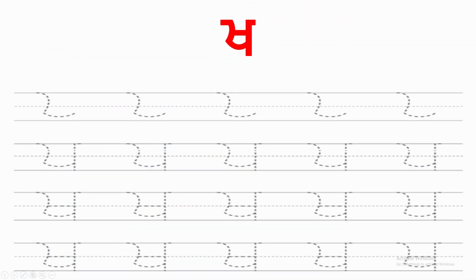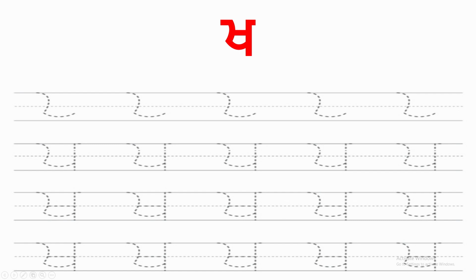The seventh letter of Gurmukhi is KHA. KHA is khakha. It is denoted with KH. Please write it into your notebooks.